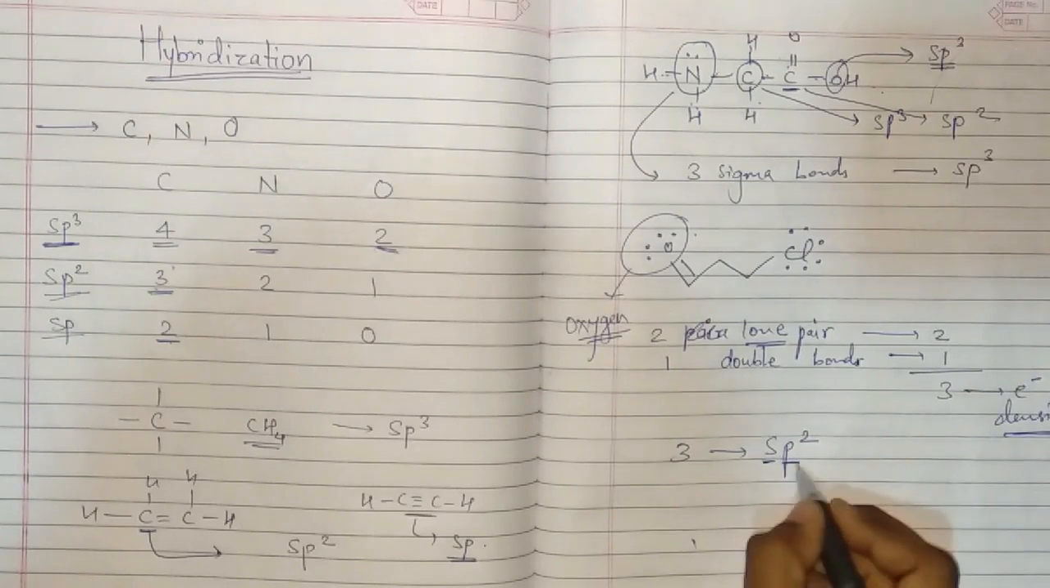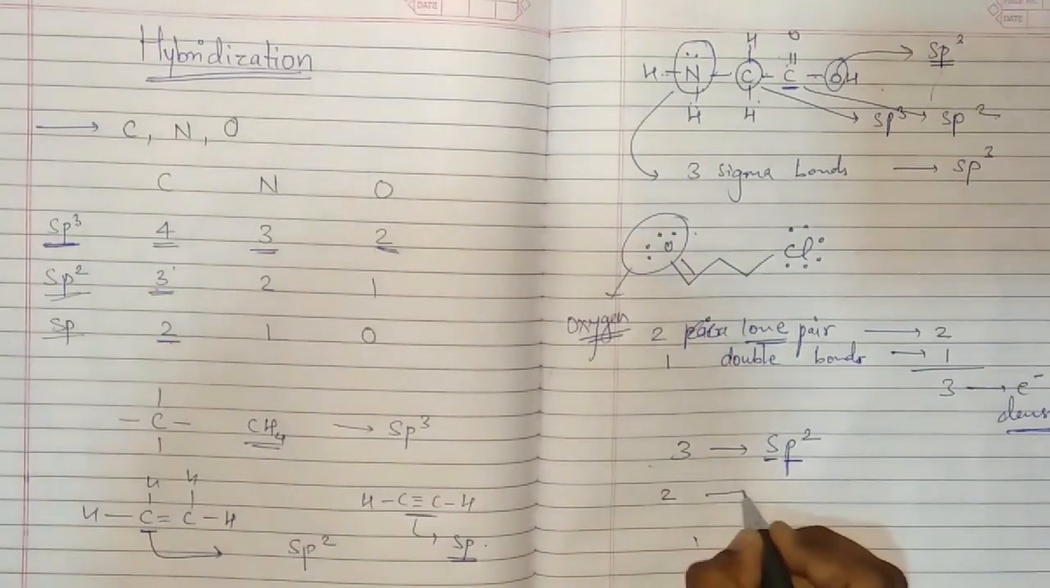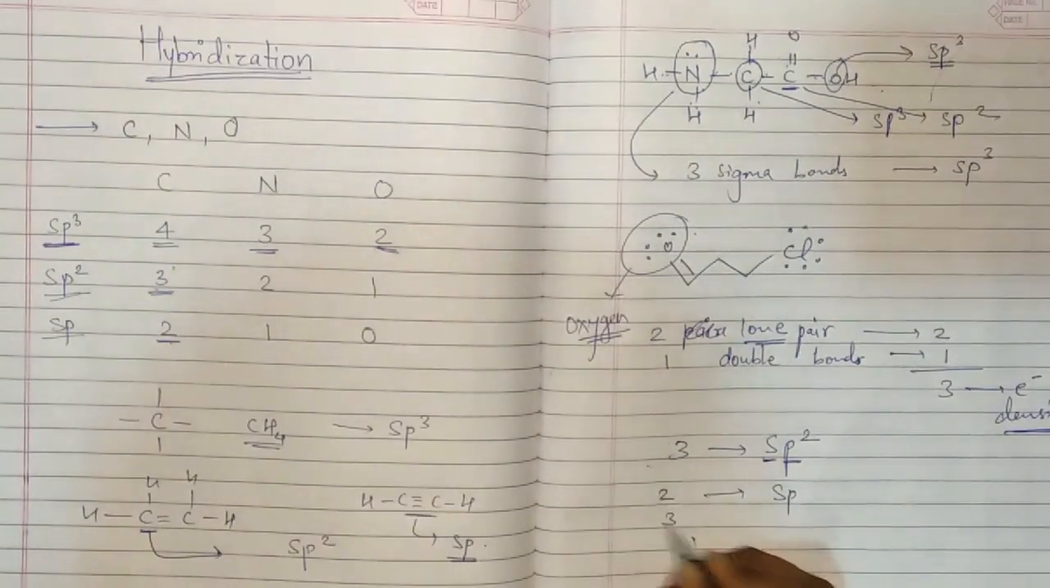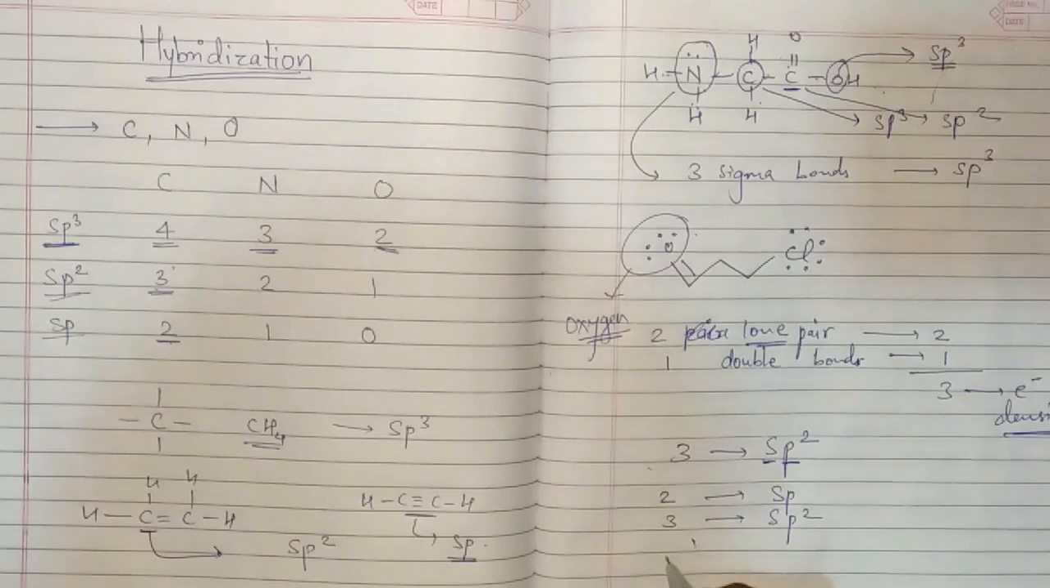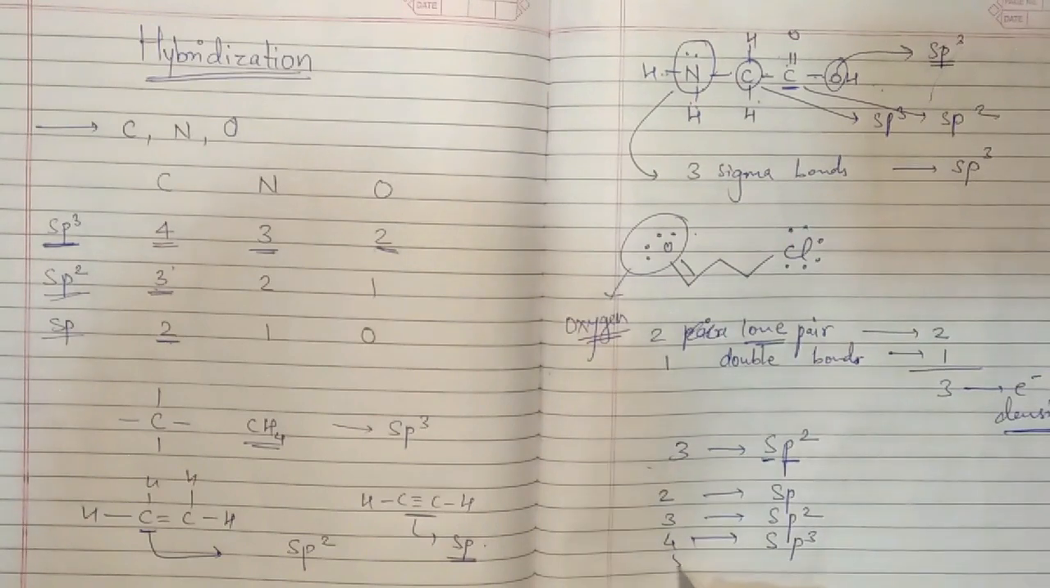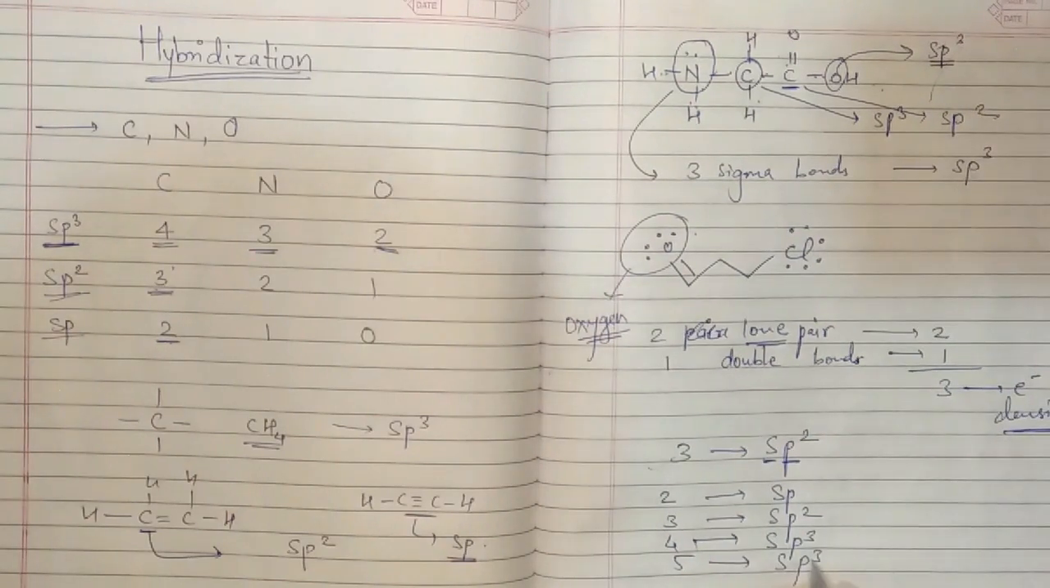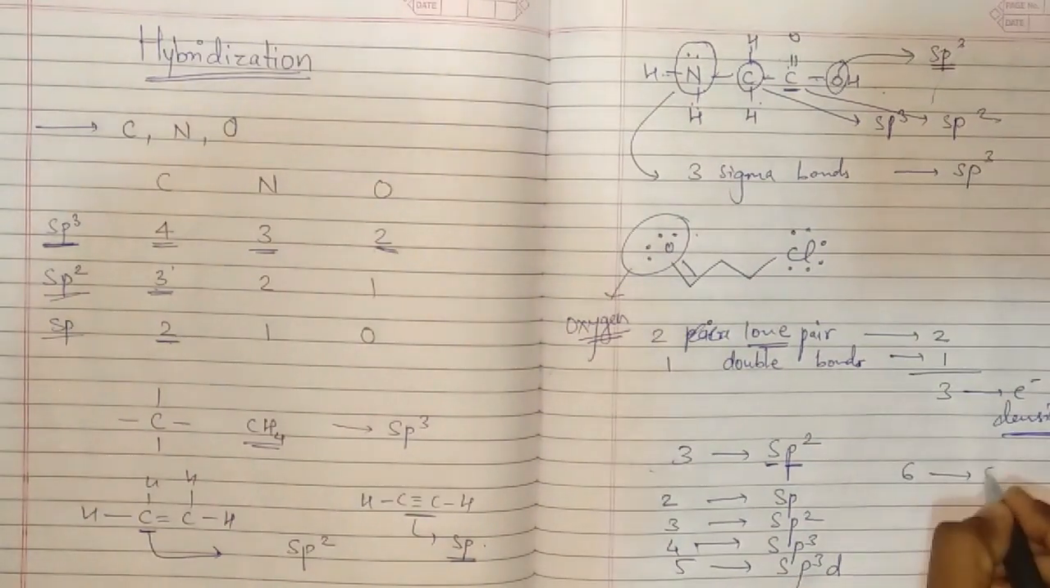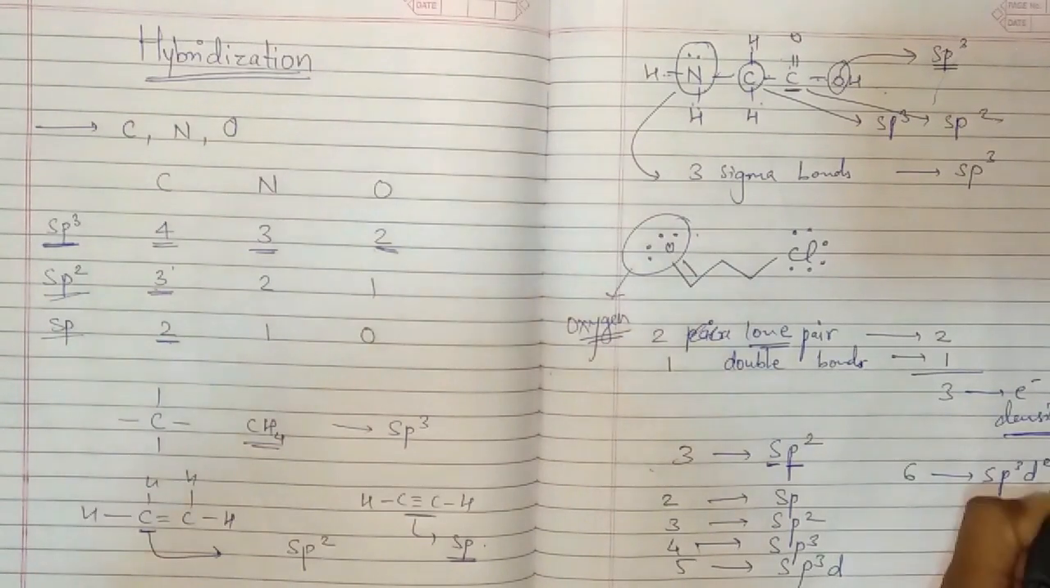S and p2, that is 3. So if it is 2, then the hybridization is sp. If it is 3, then sp2. If it is 4, then sp3. If it is 5, sp3d. If it is 6, then sp3d2.